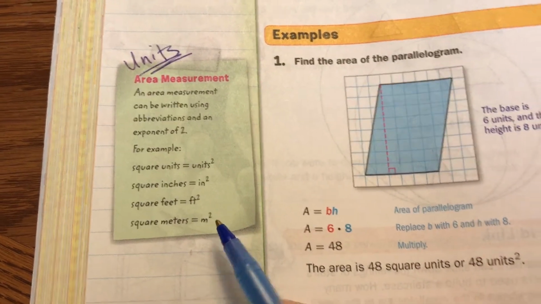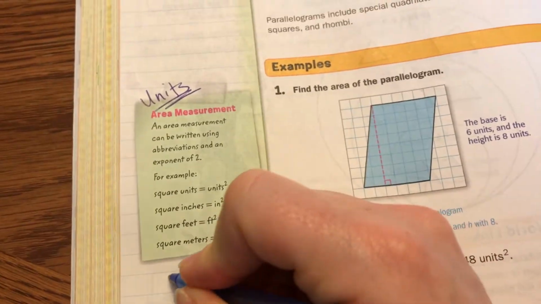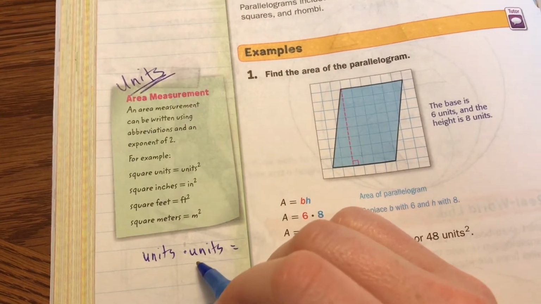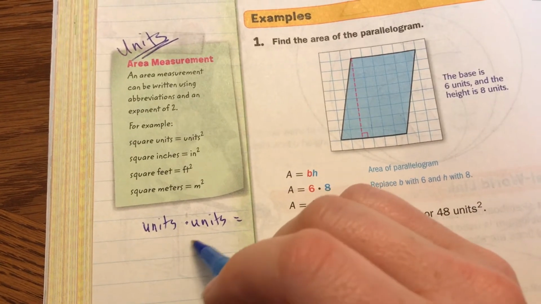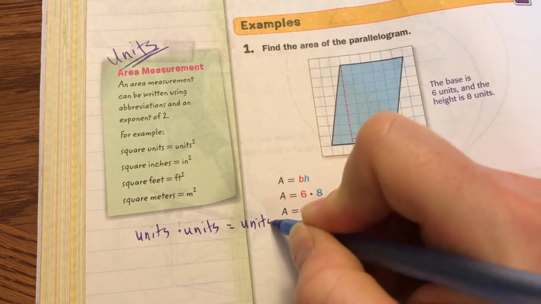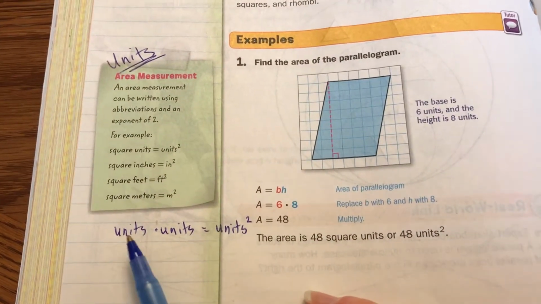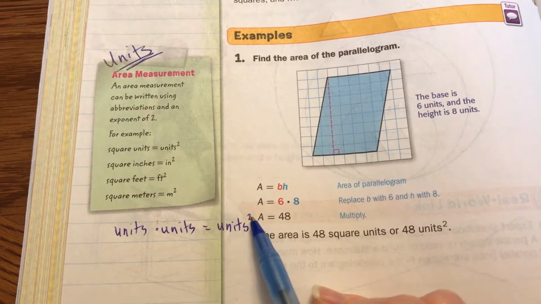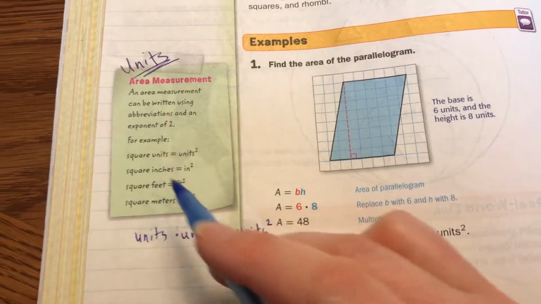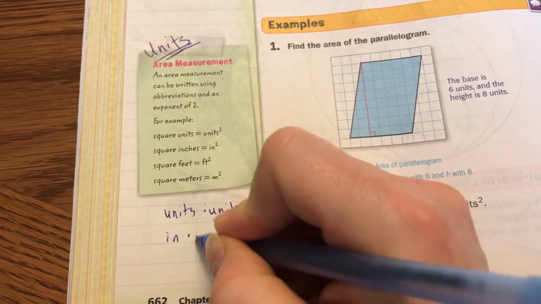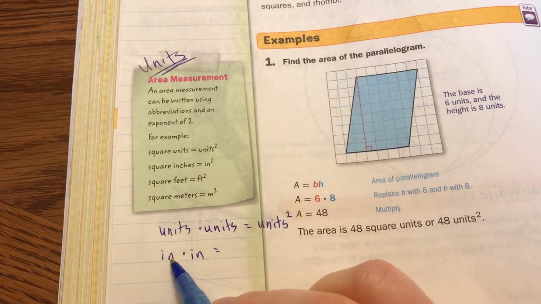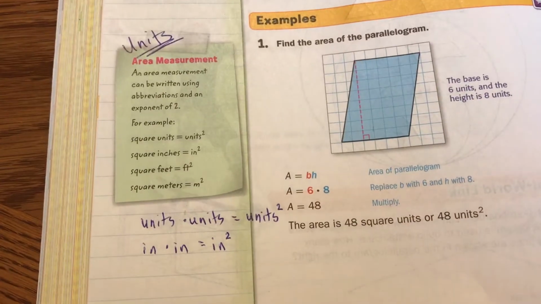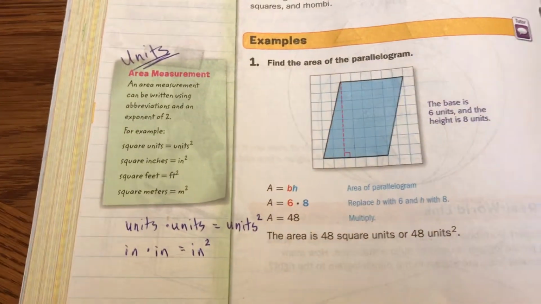And the reason why the units are squared is because you're doing units times units. And when you're multiplying the same units, then that's when you can use the exponent. Remember, when all the factors are the same, you can write a power with a base and an exponent. So that's why we'll do one more. If you have inches times inches, when all the factors are the same, we write a power with a base and an exponent. So that's why our units are square units for area.